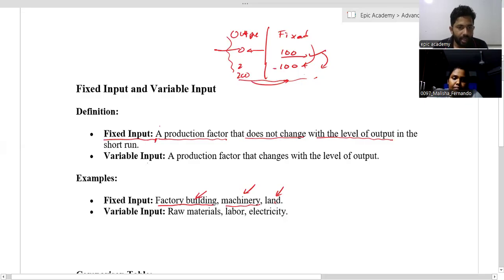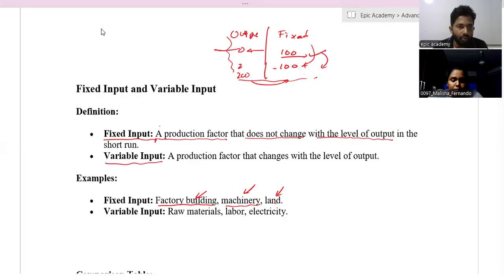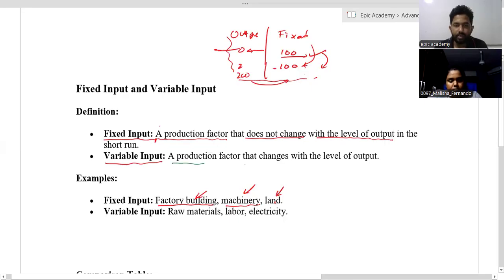And again, variable inputs. How can we identify the variable inputs? A production factor that changes with the level of output. When the output level changes, I mean the final production quantity changes, the variable factor is also going to change.